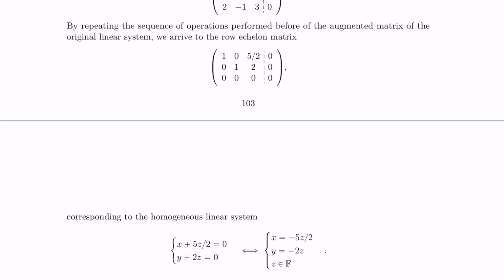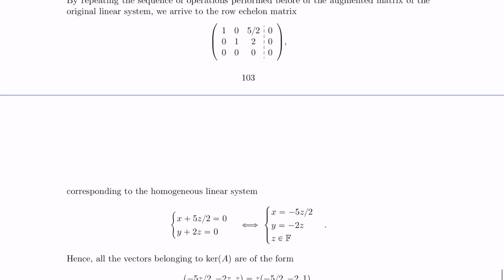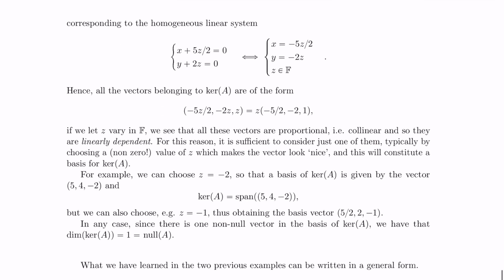The corresponding homogeneous system is this one, whose solution is written here. So we have that x and y depend on the free parameter z. This means that all the vectors belonging to the kernel of A have this representation that can also be written as z times this vector here. Such a result was expected, right? In fact, we have seen that the nullity of A, that is the dimension of its kernel, is 1, which means that the kernel of A is generated by just one vector.